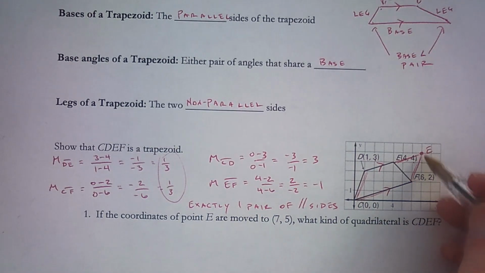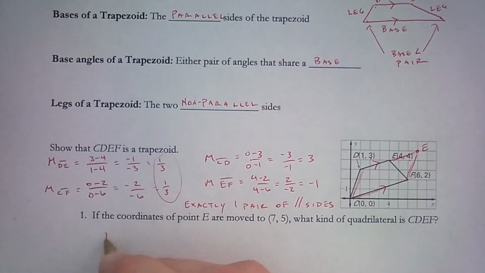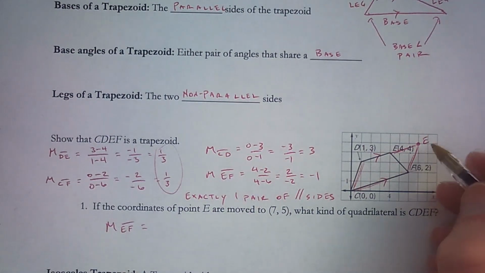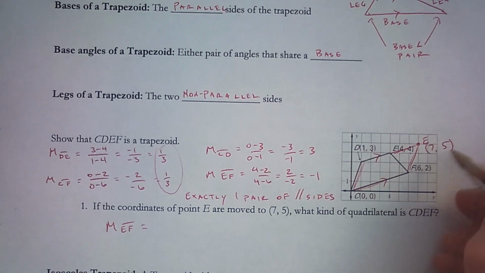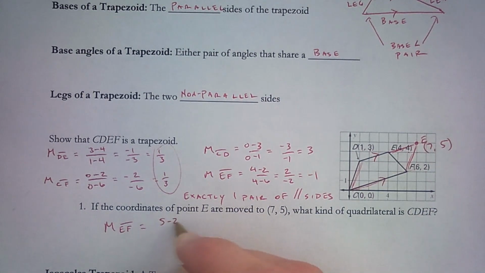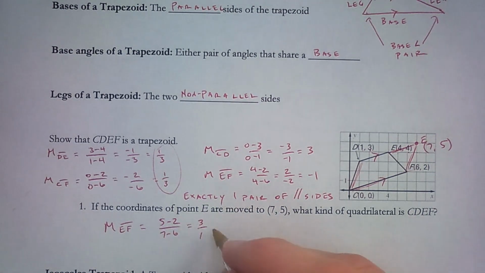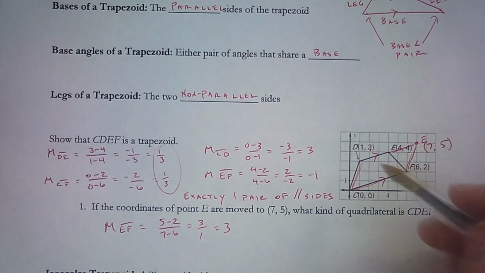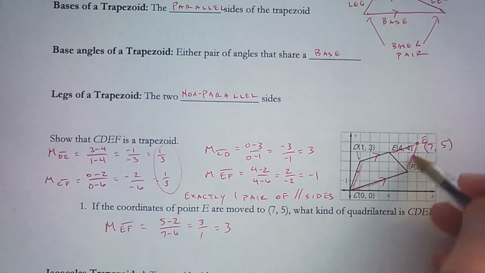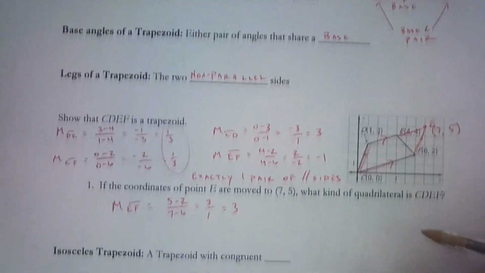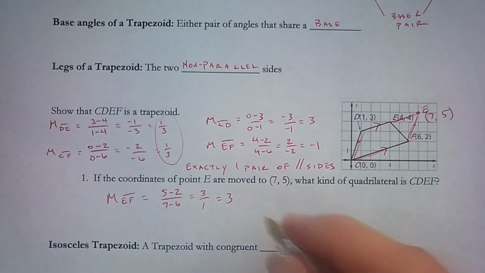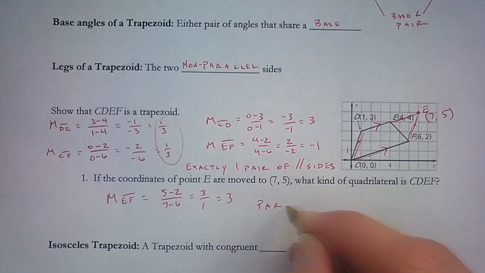Let's find the slope of the new EF. That would be 5 minus 2 over 7 minus 6, and that is 3 over 1, which is 3. So now these two are parallel. We now have two pairs of parallel sides, and that makes this a parallelogram.